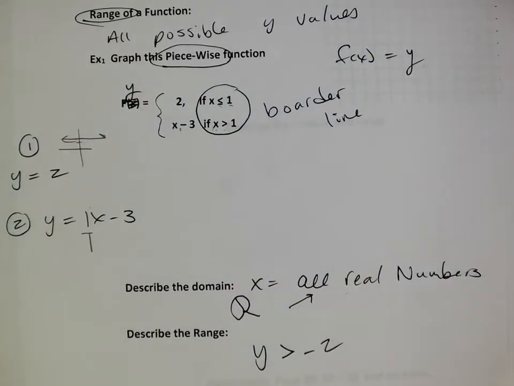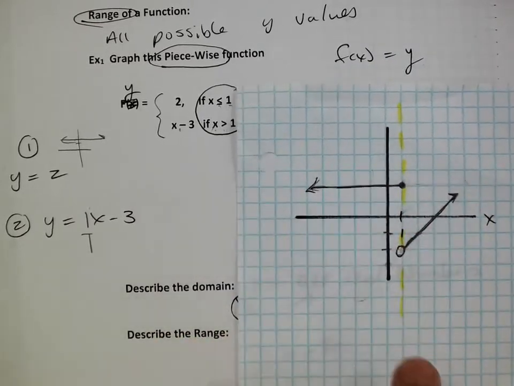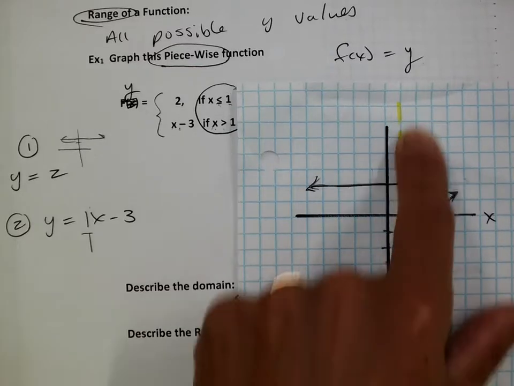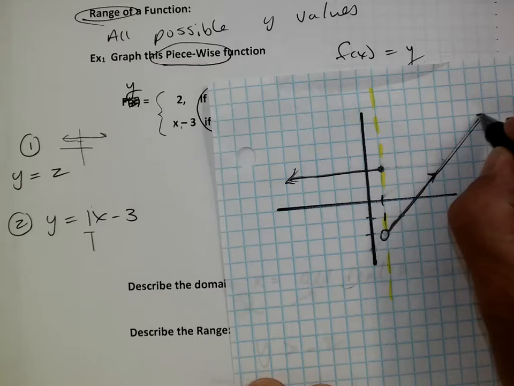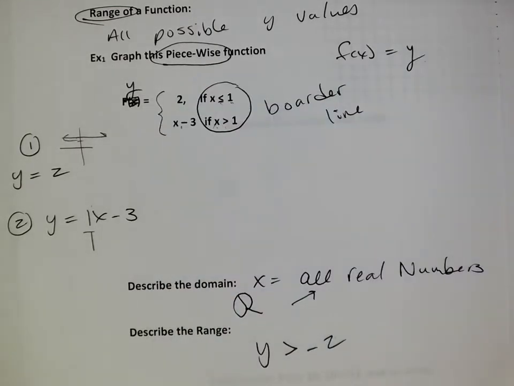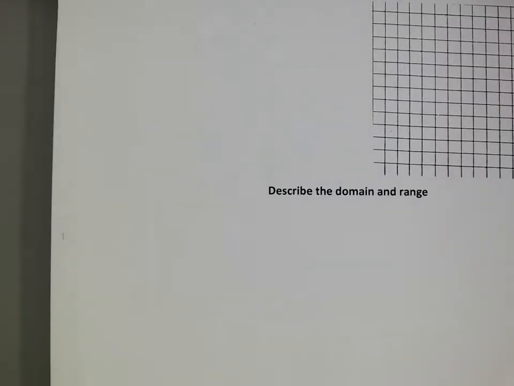So here's my piecewise graph. I've got two pieces. My domain's all real numbers. My range starts at a height almost at -2 and goes up and up forever. So we'd have y is greater than or equal to -2, or greater than -2. Okay, let's look at the second page.